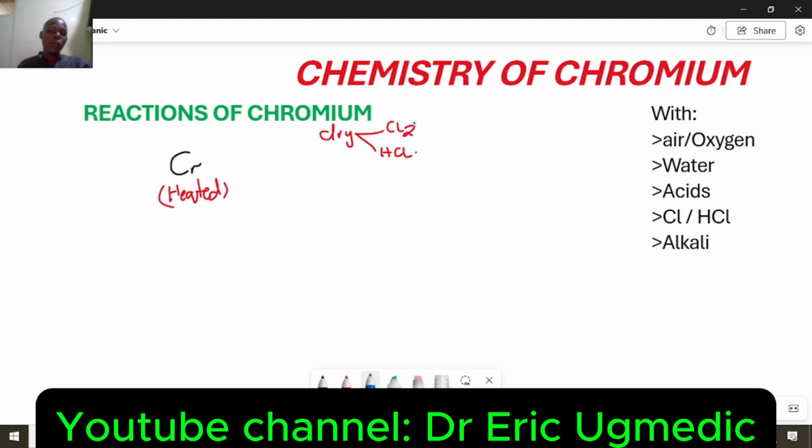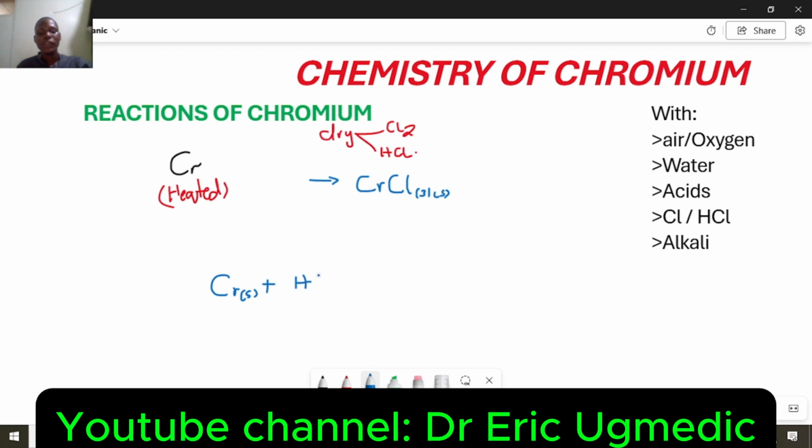So for chlorine, it will form chromium 3 chloride. However, for hydrogen chloride, due to the fact that we form hydrogen gas as well on the side of products, we shall find that the hydrogen gas that's formed reduces these chromium 3 ions to chromium 2 ions. Hence, for the reaction with hydrogen chloride, the product would be in the oxidation state of +2.